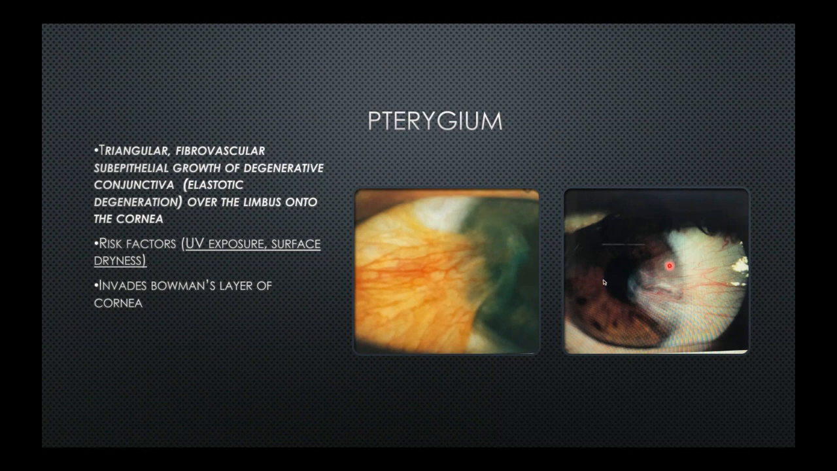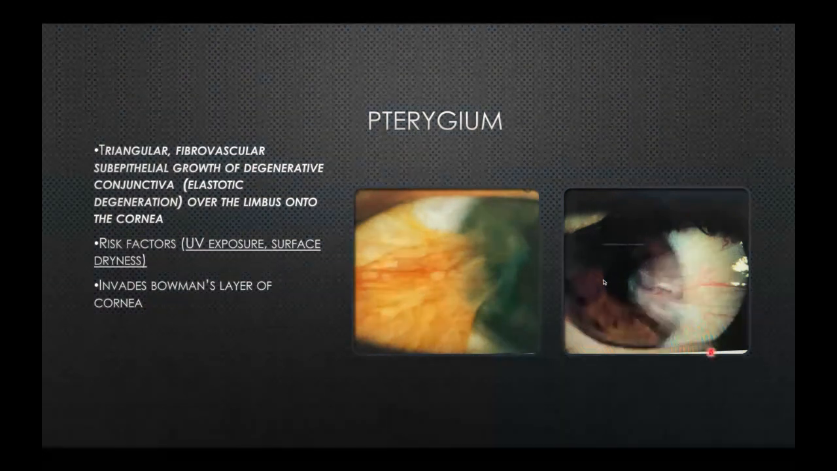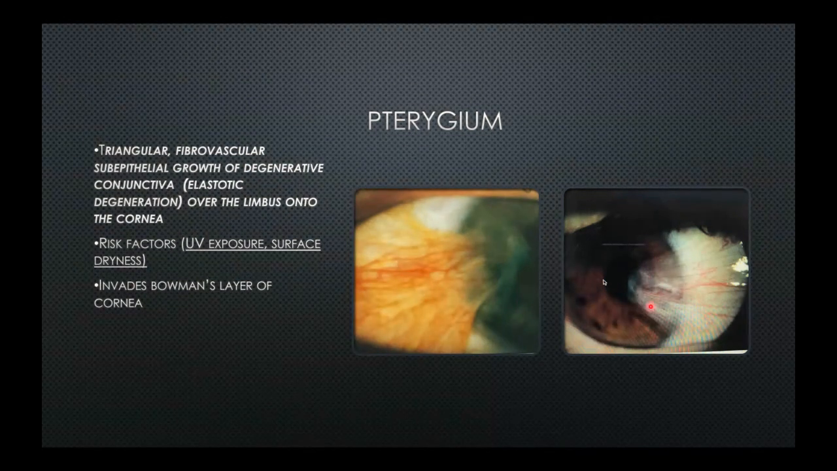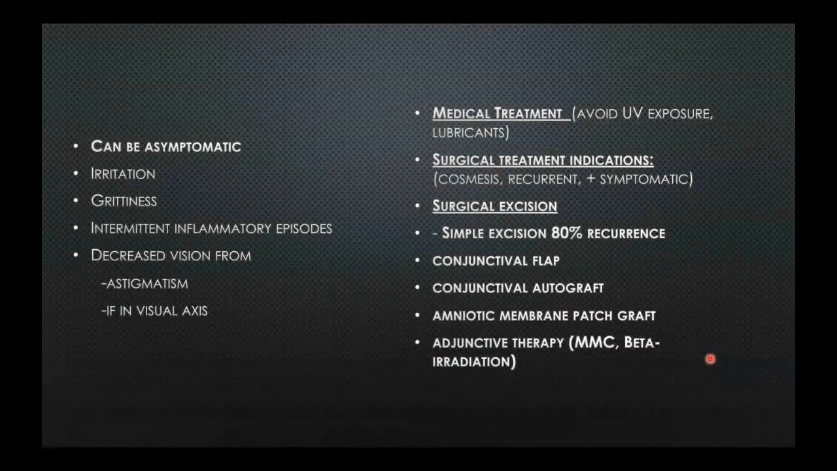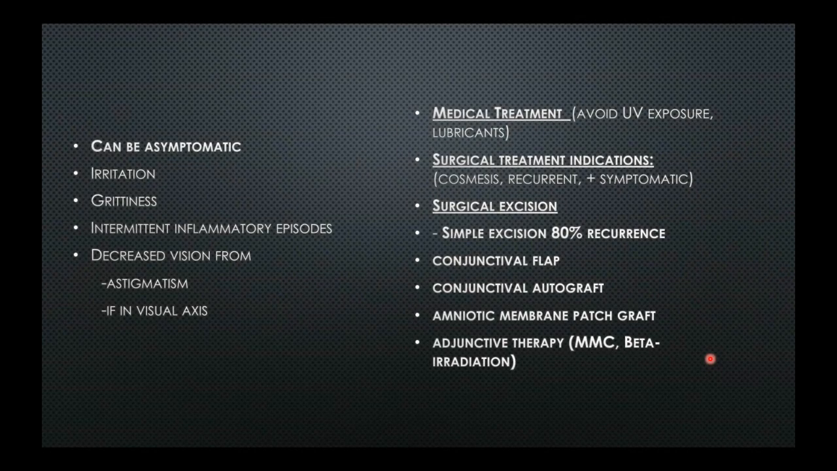Okay, so it invades Bowman's layer of the conjunctiva, encroaches onto the cornea, and it's a triangular fibrovascular lesion. Okay, so that's what a pterygium is. So in thinking about pterygium, it can be asymptomatic, meaning that you're walking around and there's no knowledge that you have a pathology. All right, it can be asymptomatic until you look in the mirror and you see it, or most of the time people looking at you will say, what is that you have in your eye?